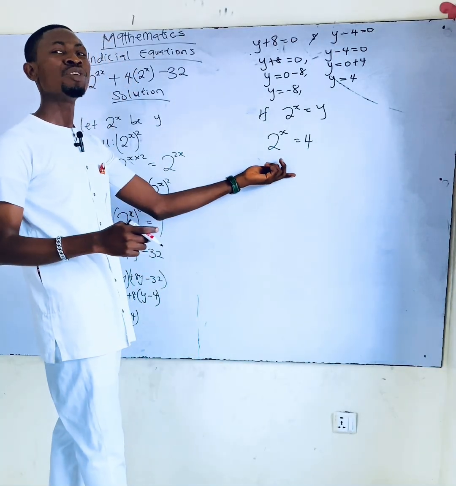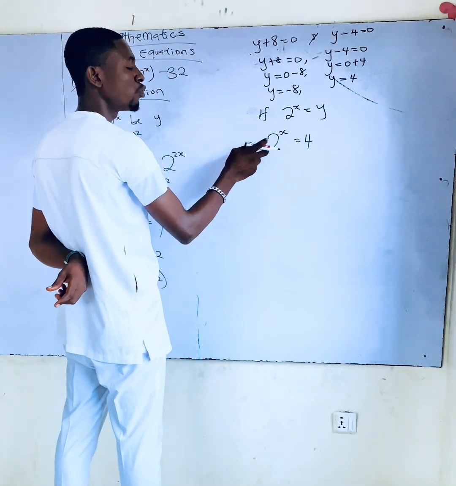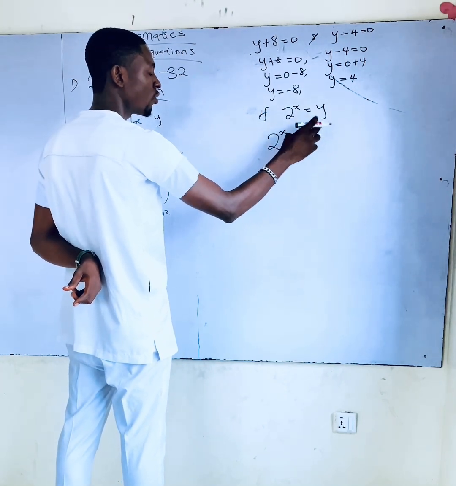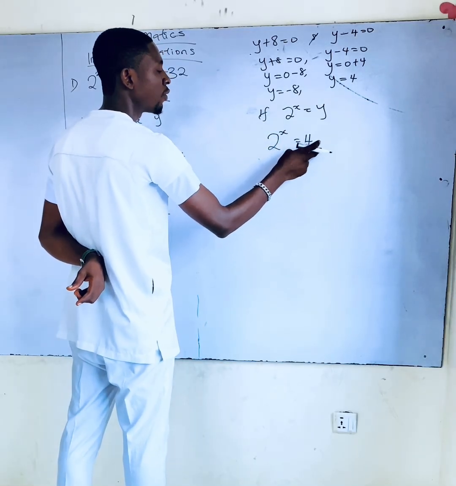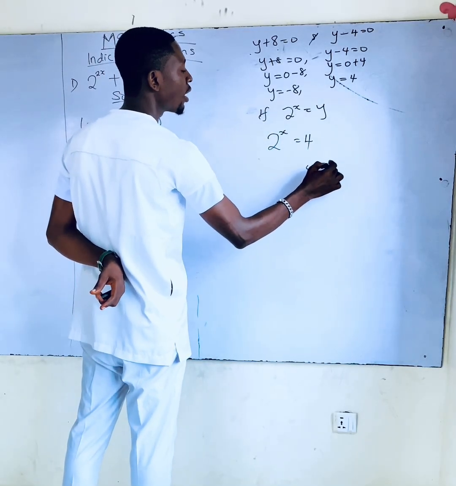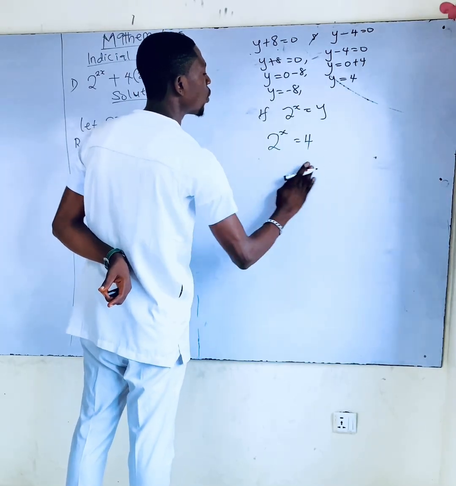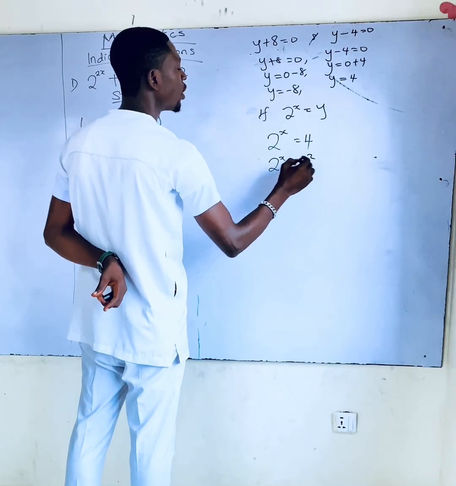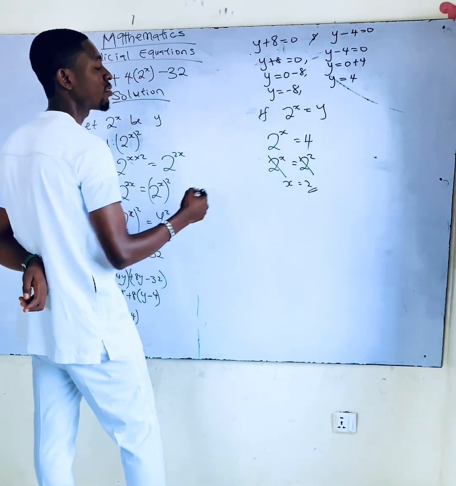Now we're going back to indices here. If you have this figure, what do you do? Make this thing to be in the same base as this. You know, this is a number raised to power something. So let it be this: 2 raised to power what will give you 4? See, 4 is the same thing as 2 times 2, which is the same thing as 2 raised to power 2. Therefore, we'll be having 2 raised to power x is equal to 2 raised to power 2. Cancel this. x is equal to 2. We've gotten our x, and that's our answer.